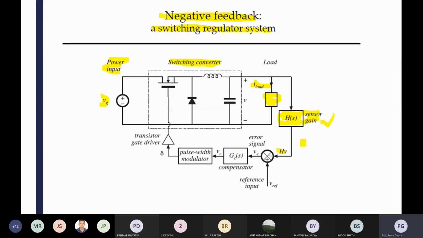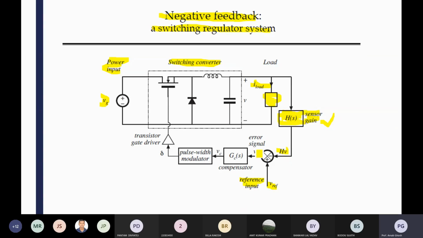As per the gain of the sensor, maybe it is 12 volt and you are getting 2 volt. You can set the gain of that transducer or sensor. It is in your hand, so such a configuration you have to design. Then you can compare your sensed value with your reference value, which is your reference input, so your error will be developed here.